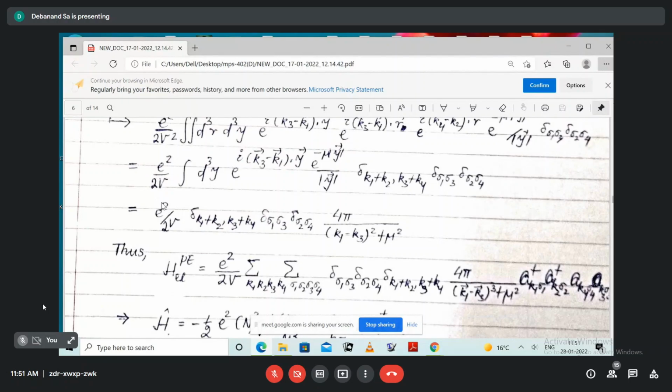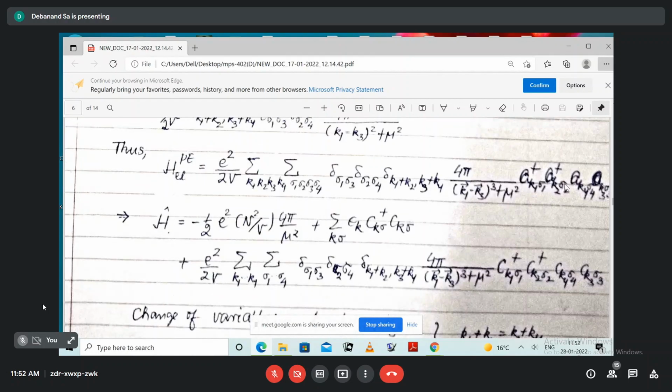And then I can put it in a proper language. e squared by 2v, sum over 4 wave vectors, 4 spins, and then this delta function in spin, delta function in orbital, 4 pi by whatever. And then, actually, you write it c k1 sigma 1, c k2 sigma 2, c k4 sigma 4, c k3 sigma 3. Okay. So actually here I think I wrote down a, but to be proper, I think I had to write down c. So these are all c's, by the way.